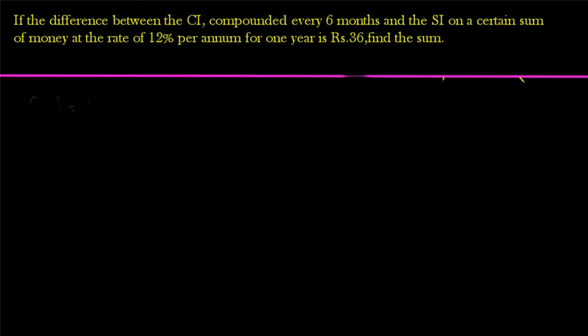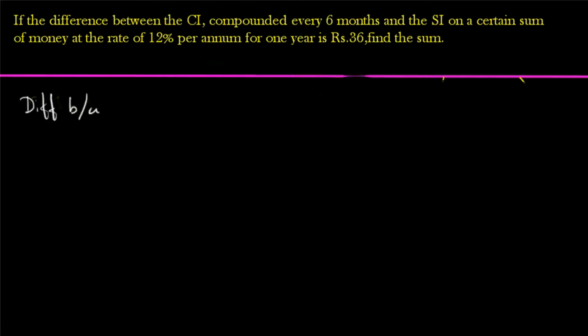If the difference between the compound interest compounded every 6 months and the simple interest on a certain sum of money at the rate of 12% per annum for 1 year is rupees 36, find the sum. So here also, what is given? The difference is given. But what is the key point here?